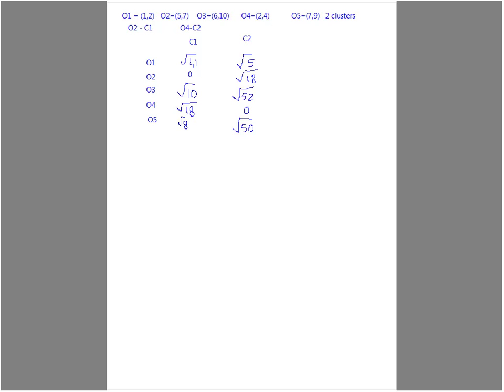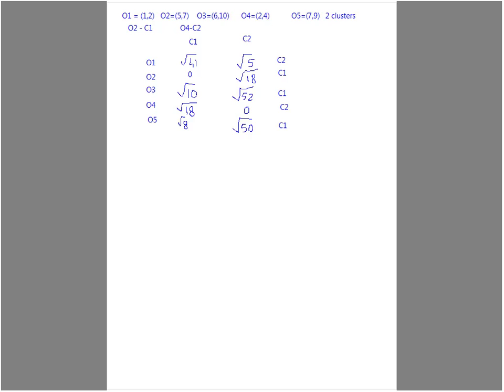Now we are finding that O1 should belong to cluster 2, right? O2 should belong to cluster 1. O3 should belong to cluster 1. O4 should belong to cluster 2. O5 should belong to cluster 1. So now cluster 1 has O2, O3 and O5, right? And what about cluster 2? This has O1 and O4.